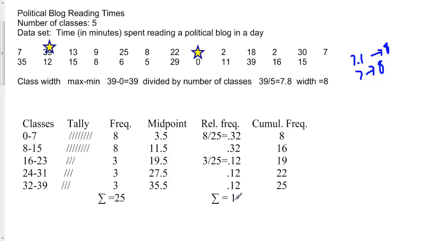If I add these numbers, I'll get a number that is either 1 or close to 1. For cumulative frequency, you start with the smallest number, which was 8. Then I add the second frequency. I got 16. Add 3 is 19. Add 3 is 22. And add 3 is 25. You should end up with the same number of entries that you had here. So I hope that helps you with frequency distribution tables.